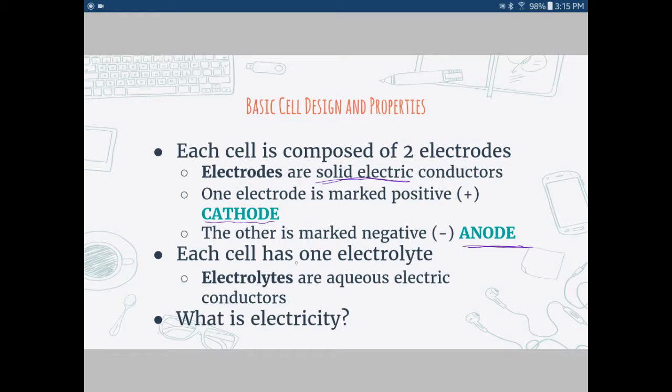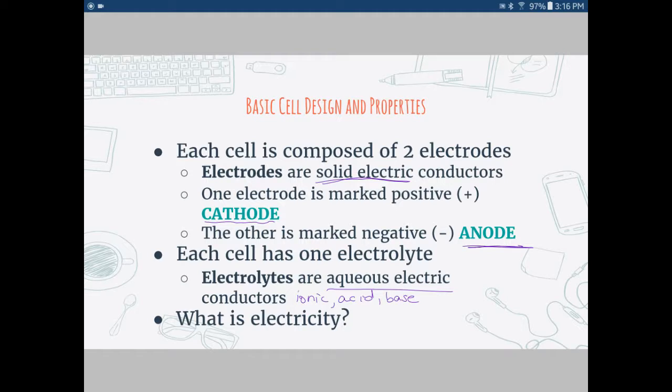Now, each cell has at least one electrolyte present, okay? And electrolytes, as you might remember from Chemistry 20, are aqueous electric conductors. Generally, it's some sort of ionic compound that's dissolved in water. It can be an ionic compound, an acid, or a base. Any entity that essentially has the potential to conduct electricity.